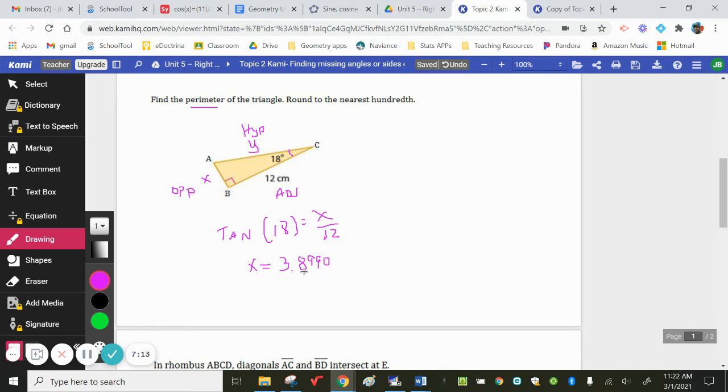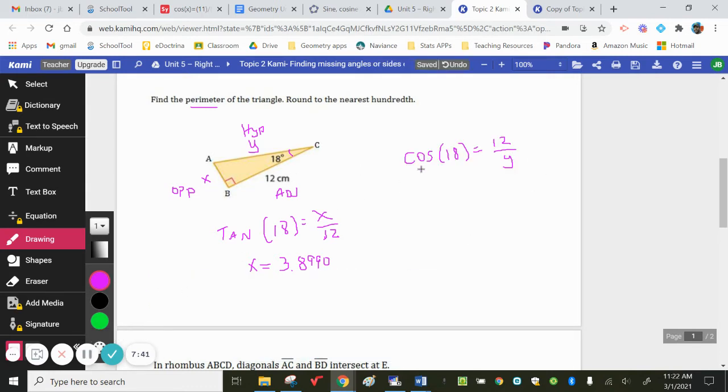I just used 4 decimal places because I know my final answer is going to be rounded to the nearest hundredth, which is 2 decimal places, but I'm not there yet. So I'm going to keep 4 for now until I get to my final answer. Now I know the length of x and the length of the adjacent. I want the length of the hypotenuse, so this time I'm going to write a second equation to find the length of the hypotenuse y when I know the length from B to C was 12.